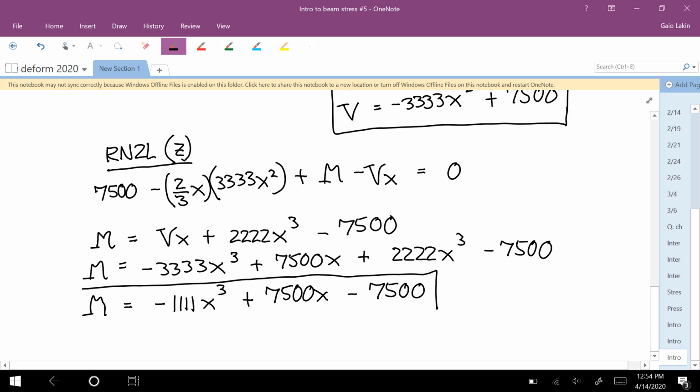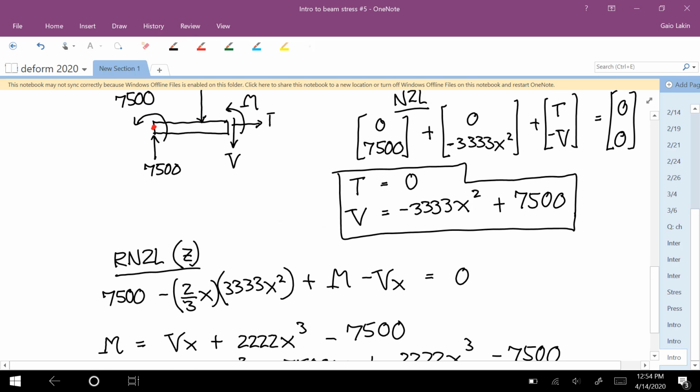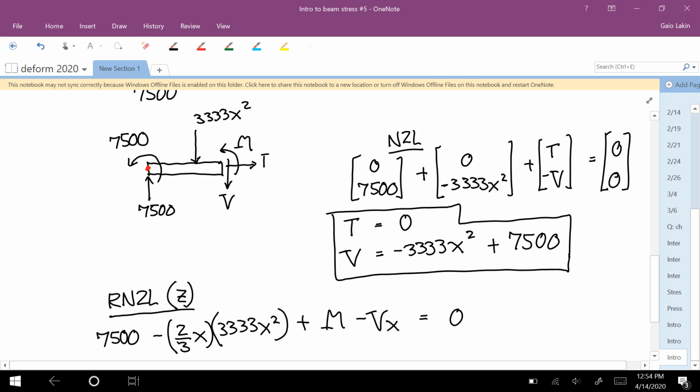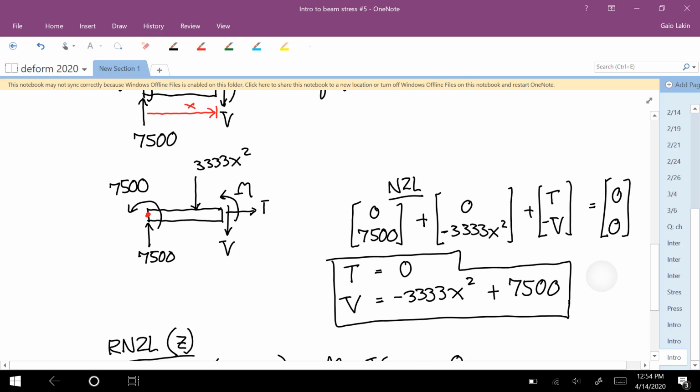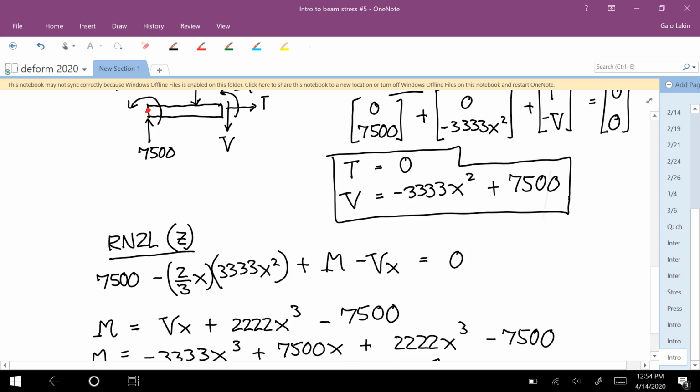Now you can check the derivatives. They sometimes can pick up some math errors that you make. So dm dx is negative 3,333x squared. That matches the first term of v, plus 7,500. That matches the second term. So dm dx is equal to v. That's good. And now dv dx is negative 6,667x. Negative dv dx is positive 6,667x, and that matches q. So we feel good about these.